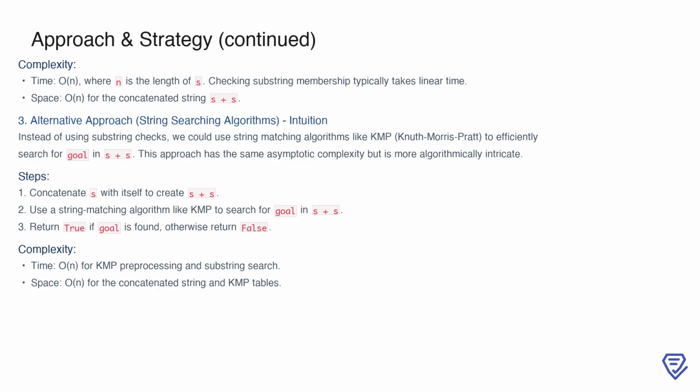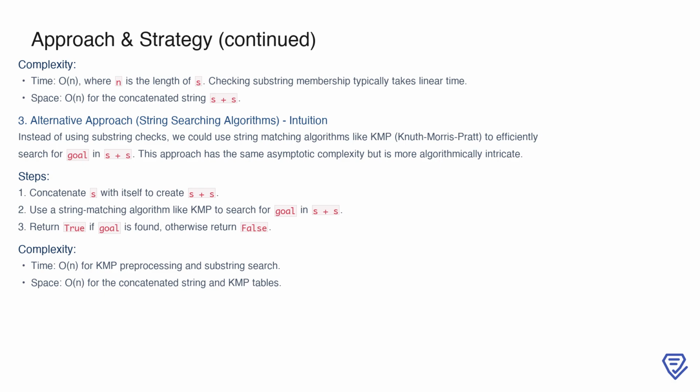The space complexity is also O(n), to store the concatenated string. Additionally, we briefly considered using string searching algorithms like KMP, or Knuth-Morris-Pratt, as an alternative to the built-in substring check. The KMP algorithm pre-processes the pattern to improve search efficiency, maintaining the same O(n) time complexity.